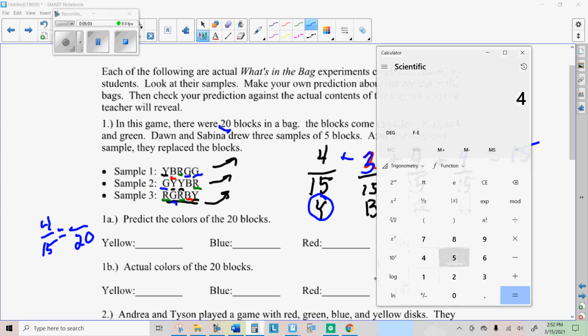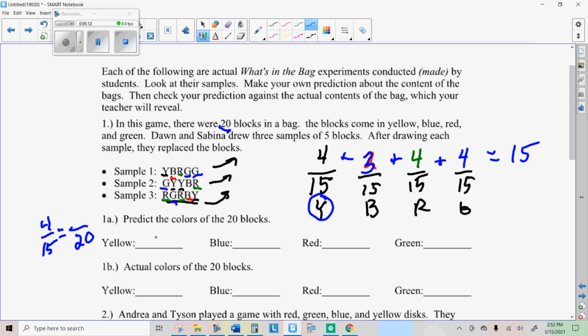So 4 times 20 divided by 15 equals about 5. Since you can't have part of a block, we'll just round that to 5. 5 yellow, okay? 3 out of 15 are blue, so I'm going to change this to 3 now and do the blue. So I'm going to do 3 times 20, which is 60, divided by 15 is 4. And then 4 out of 15 is going to be the same as yellow, 5 and 5. Okay?